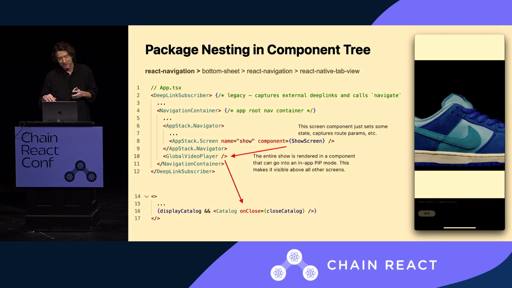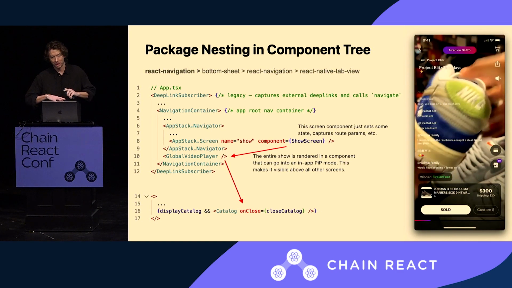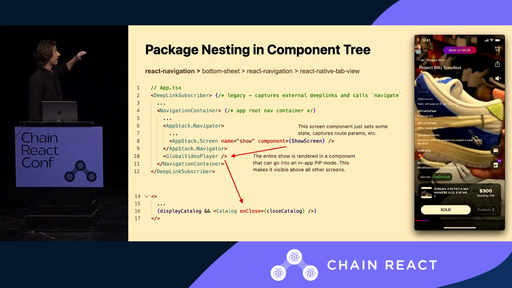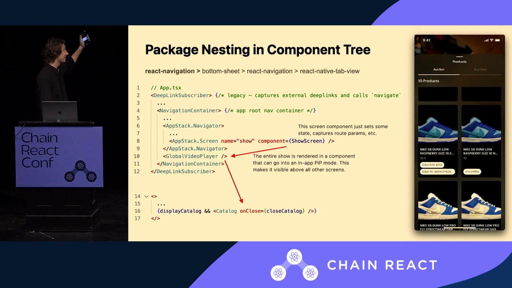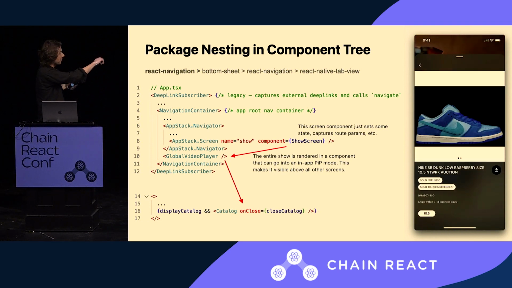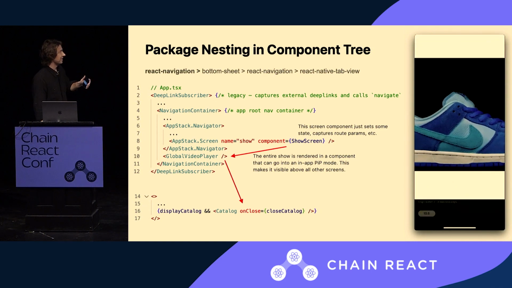Diving in a little deeper, it was an experiment to see if we could lace all these packages together. Starting from the app root down, we were using React Navigation and all their concepts. We've got a navigation container, an app stack, a bunch of screens, and nested within one of the screens that's rendered, this one being called the show, is the catalog.